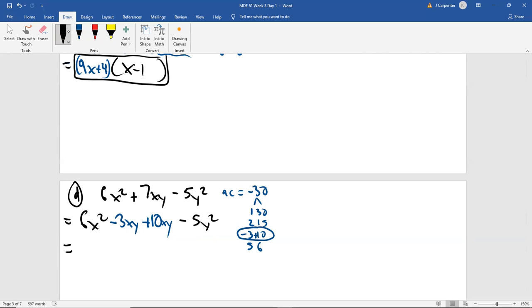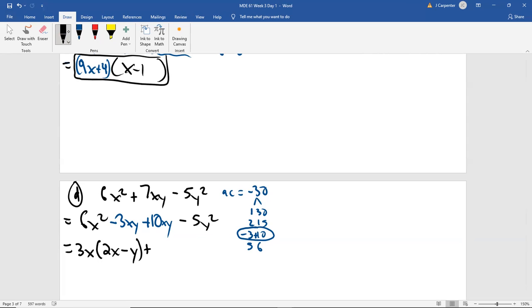All right, GCFs in pairs. 6x squared and 3xy, there's a GCF of 3x. Can't take any y's out because the first one doesn't have any. Open a parentheses. 6x squared divided by 3x is 2x. Minus 3xy divided by 3x. The 3's are gone, the x's are gone, you're just left with the y. That middle sign is a plus, so this should be a plus.